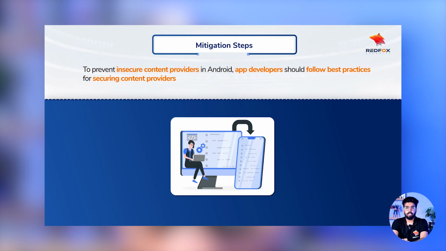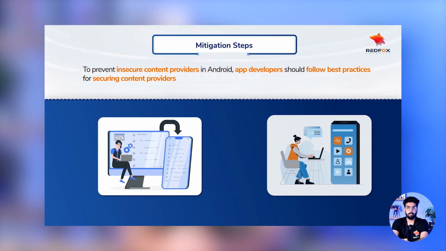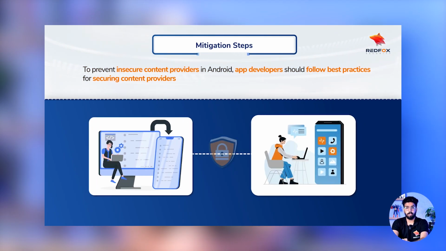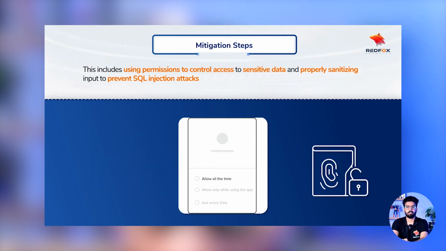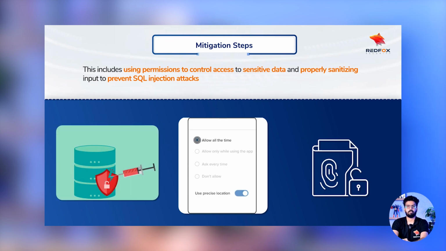Next, we'll discuss some mitigations. To prevent insecure content providers in Android, app developers should always follow best practices for securing content providers. This includes using permissions to control access to sensitive data and properly sanitizing input to prevent SQL injection attacks.